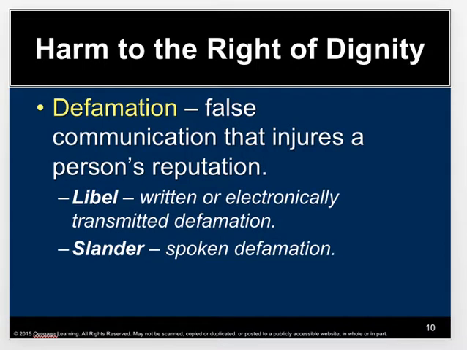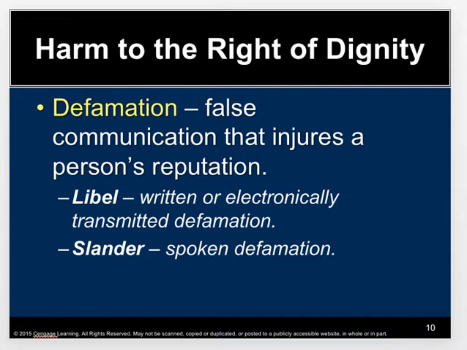Harm to the right of dignity. In other words, to you as a person, meaning your dignity, your good name. So false communication, so defamation. Within this, we have defamation. Really, there's two different types of defamation. There's libel and there's slander. But as a whole, defamation is any type of false communication that injures a person's reputation.